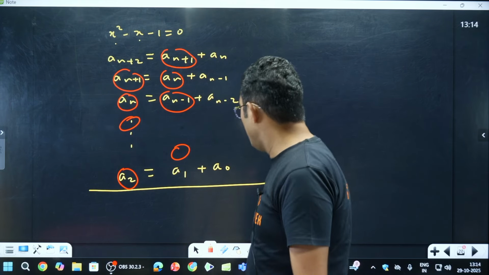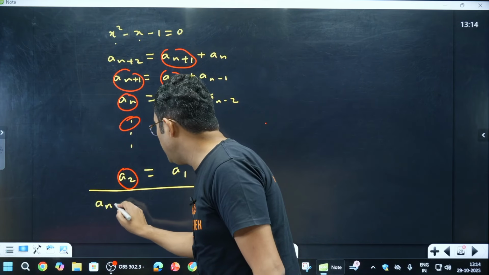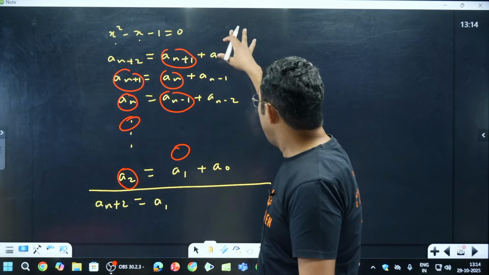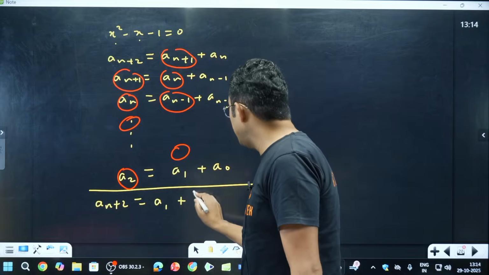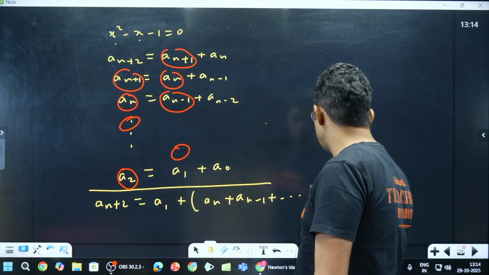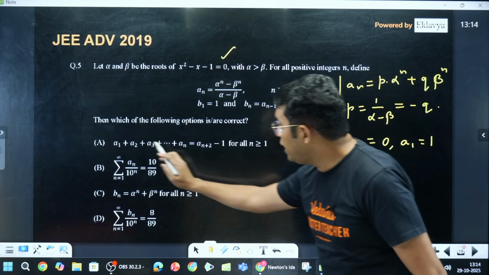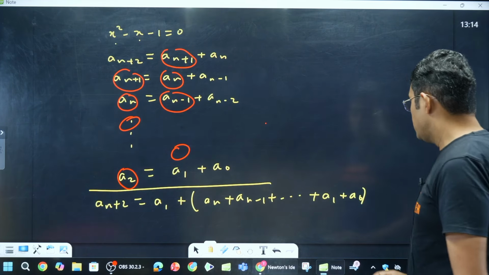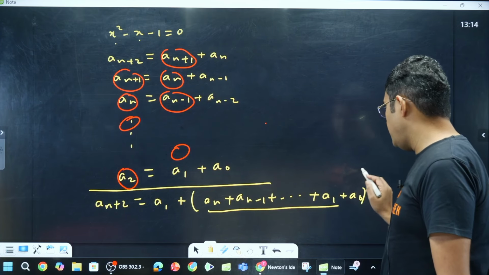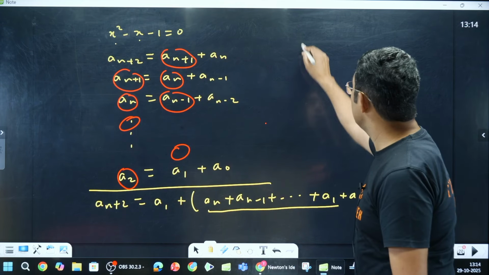So if you add all these things on the left hand side, it will be just an plus 2, whereas on the right hand side it is just a1 here, and this entire thing is intact, which is actually an plus an minus 1 and so on, plus a1 plus a naught. Okay, and what we are looking for here is a1 plus a2 up to an. So we are looking up to this thing, an plus an minus 1 plus a1, and that will be equal to an plus 2. This will be equal to what we are looking for.